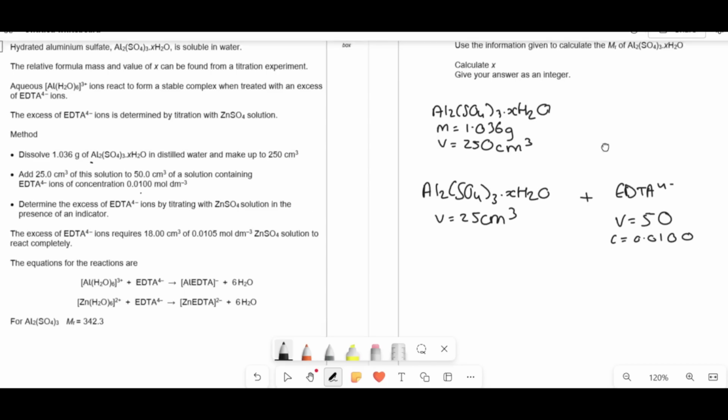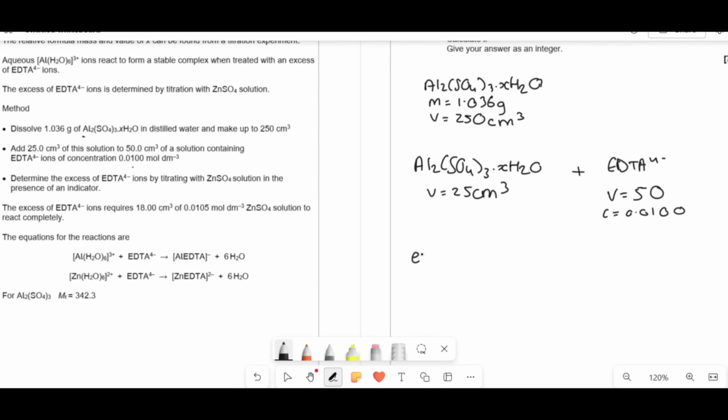Okay, so you now need to think the next step is they've got excess EDTA4-. You know that's what you're messing with. Great. So the excess of EDTA4- ions requires, here's a volume of that. So whose volume is this? You write the volume somewhere. Volume equals 18. Who does it belong to? The excess of this requires this much of this thing. So it's ZnSO4's volume, not EDTA, which is a common mistake because people can't read.